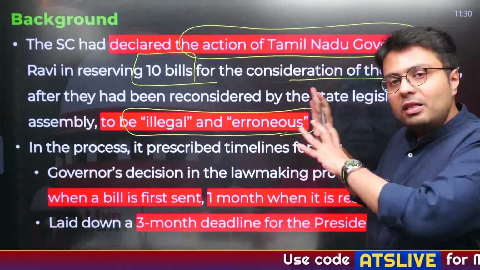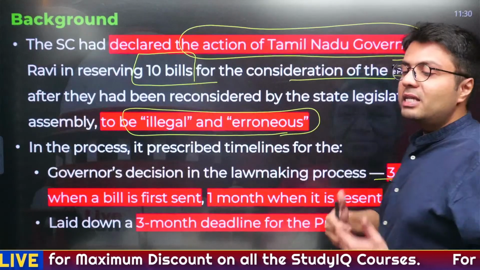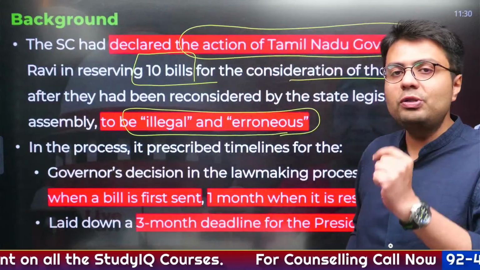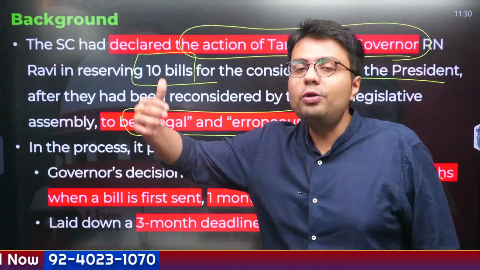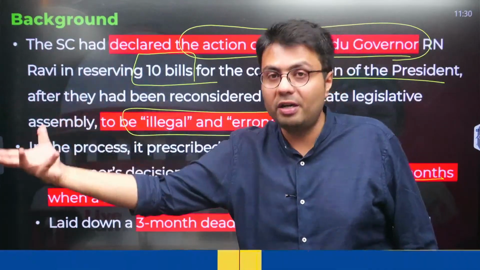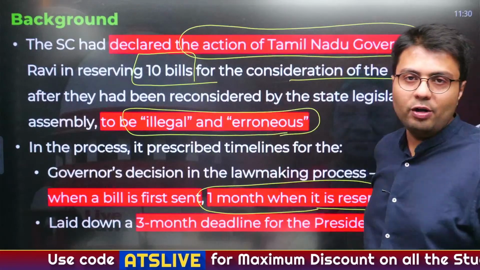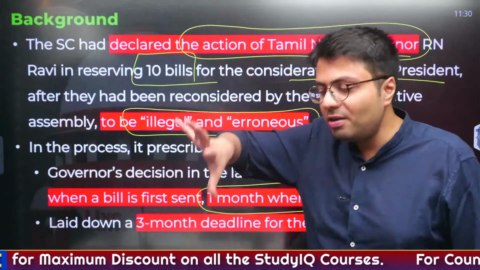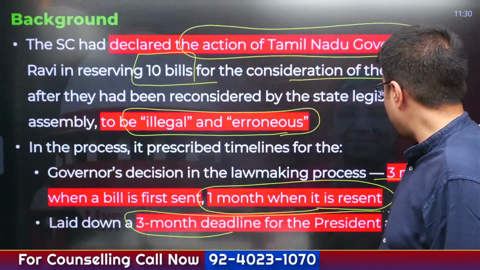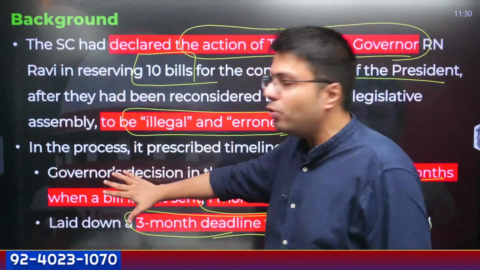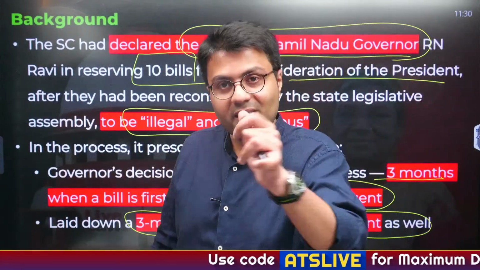And in this process, the Supreme Court actually fixed timelines on the governor's decision. The Supreme Court stated that when the governor is presented a bill passed by the state legislature, he has to give assent within 3 months the first time the bill is sent. Now the governor also has the power to send the bill back to the state legislature for reconsideration. When the state legislature again passes the bill, the governor only has 1 month to decide on his assent. Similarly, when a bill is reserved by the governor for the consideration of the president, the president is also bound by a strict timeline of 3 months, right? So the Supreme Court in this judgment imposed timelines on both the governor and the president when they have to give assent to a bill passed by the state legislature.